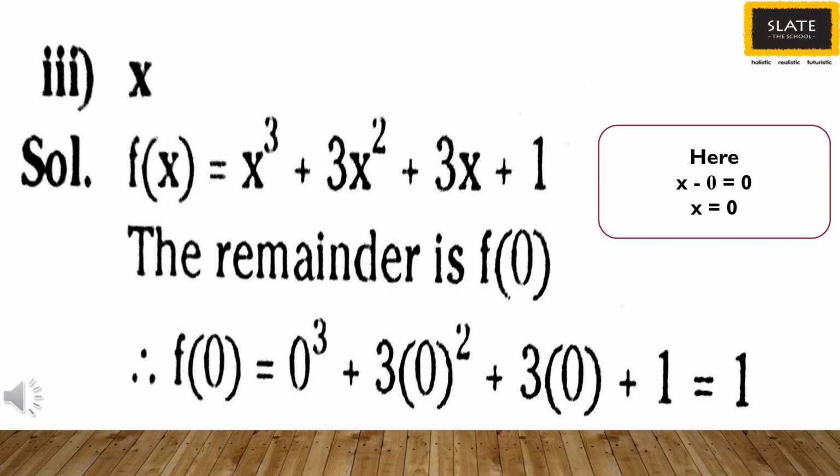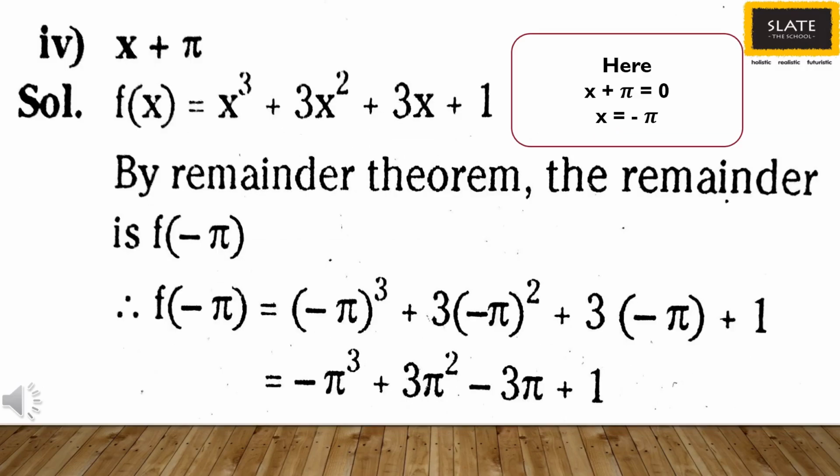0 cube plus 3 into 0 square plus 3 into 0 plus 1. 0 cube, 0 square is 0. Any number multiplied by 0 is 0. So, 0 cube is 0, 3 into 0 square is 0, plus 3 into 0 is 0, plus 1. Finally, we get 1. f of 0 is 1. Therefore, the remainder when f of x is divided by x is 1.